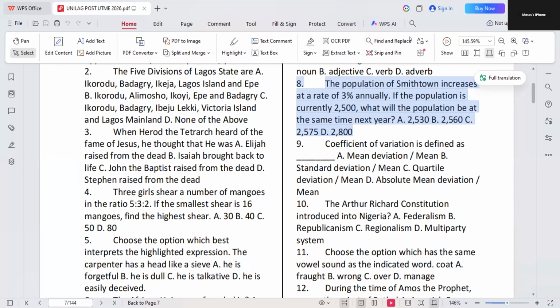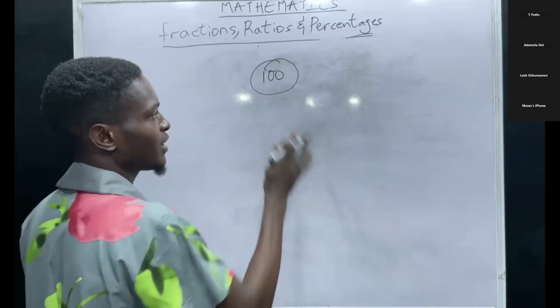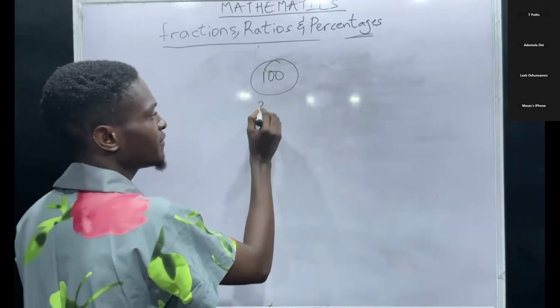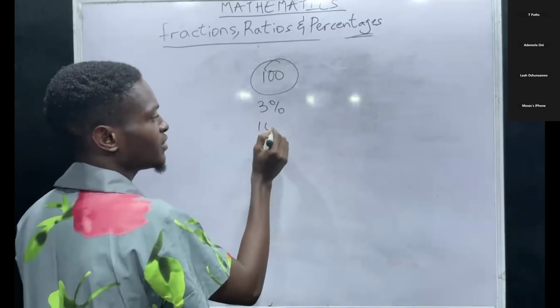So I said whenever you're having an increase, you take whichever increase you're having and you add it to 100. Since we're having a 3% increase, you're adding 3 to 100. So we'll be having 103%. So our total value now should be 103%.